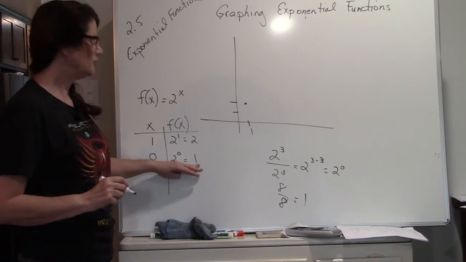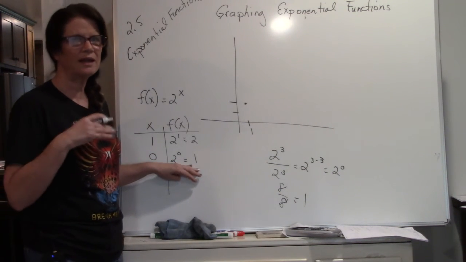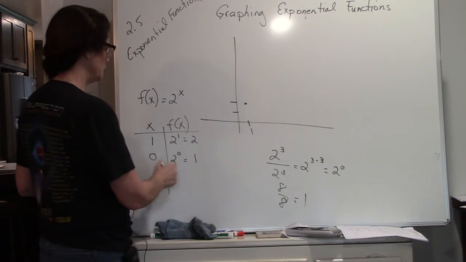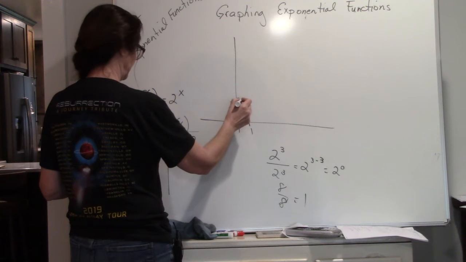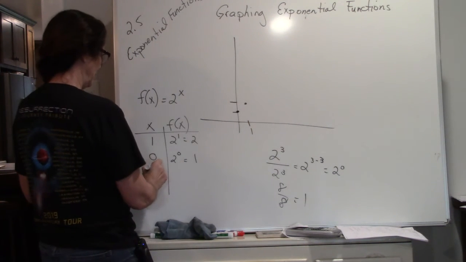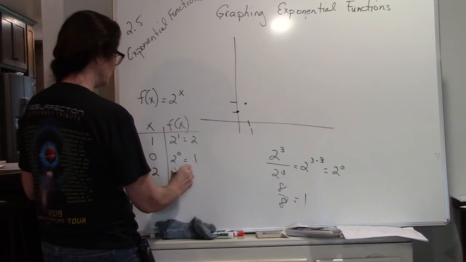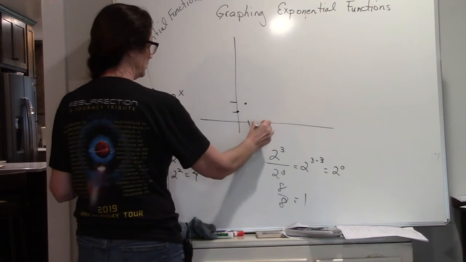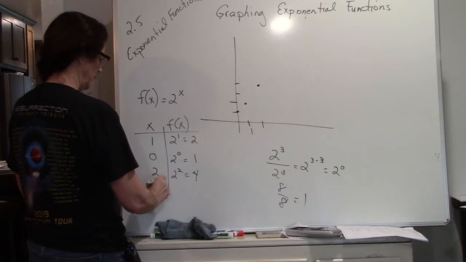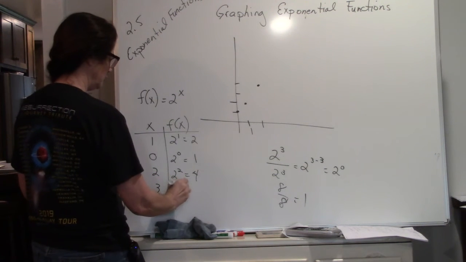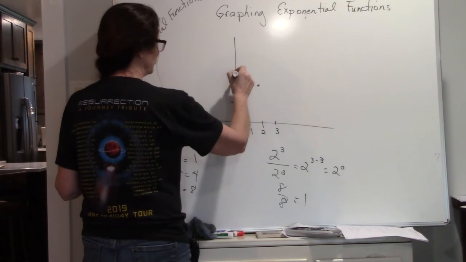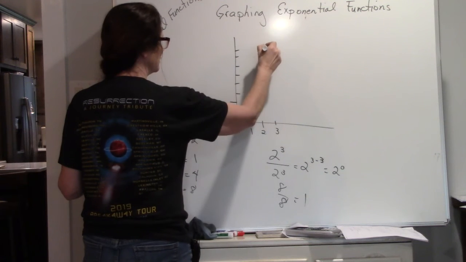So anything to the 0 power, doesn't matter what it is, I could have 1,000,000 to the 0 power, that's still going to equal 1. Okay? So when x is 0, y is 1. When x is 2, I have 2 squared, which is 4. So you can see it's already starting to grow. When x is 3, I have 2 cubed, which is 8. So 4, 5, 6, 7, 8.